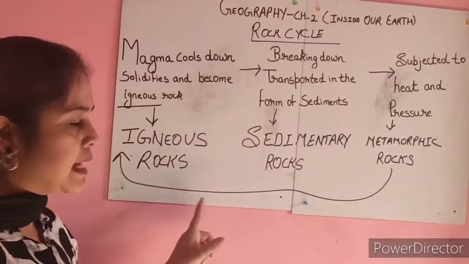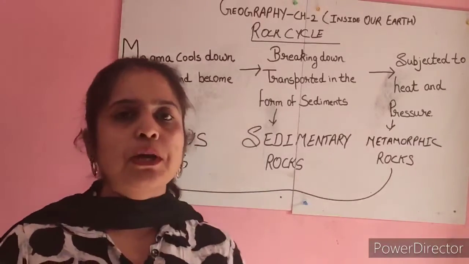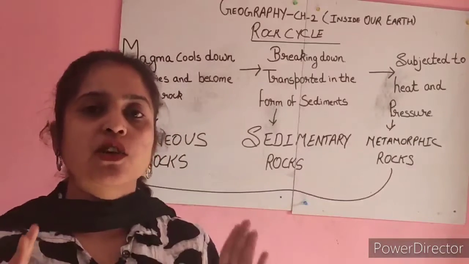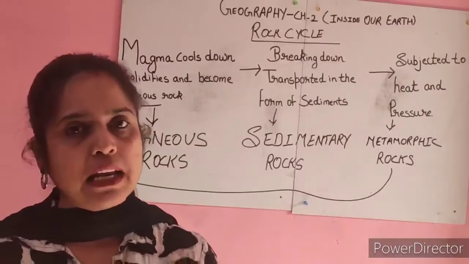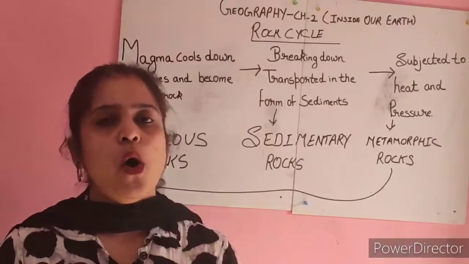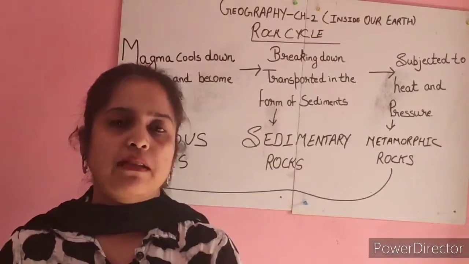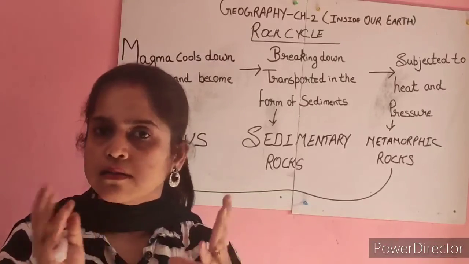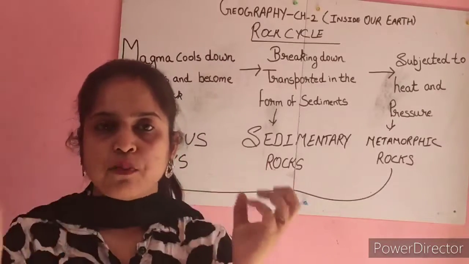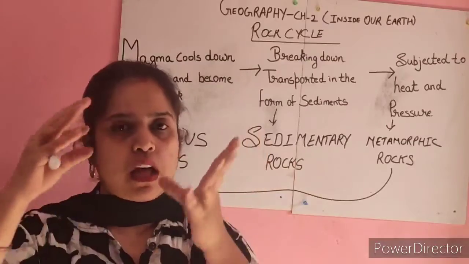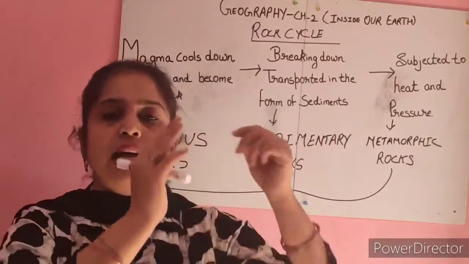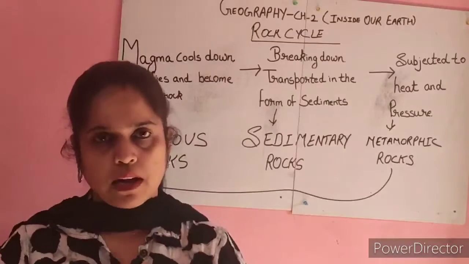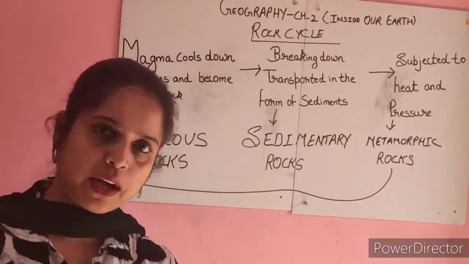Clear till here? So I'll be showing you a small image, a short diagram, through which I will explain how the rock cycle takes place, how from igneous to sedimentary to metamorphic, then again back to igneous, these rocks are formed. Let us have a look at that then. Okay, good.